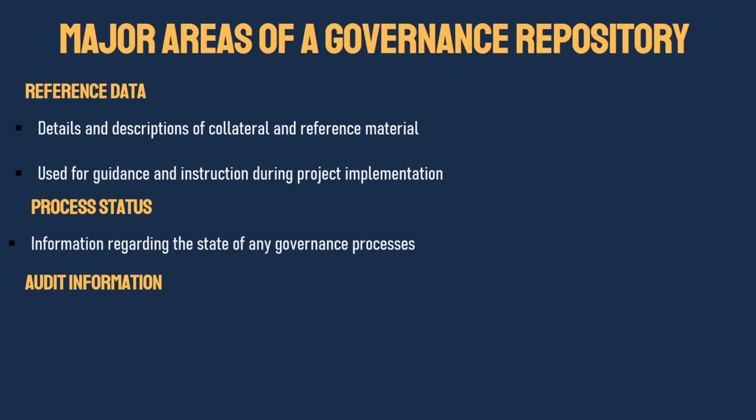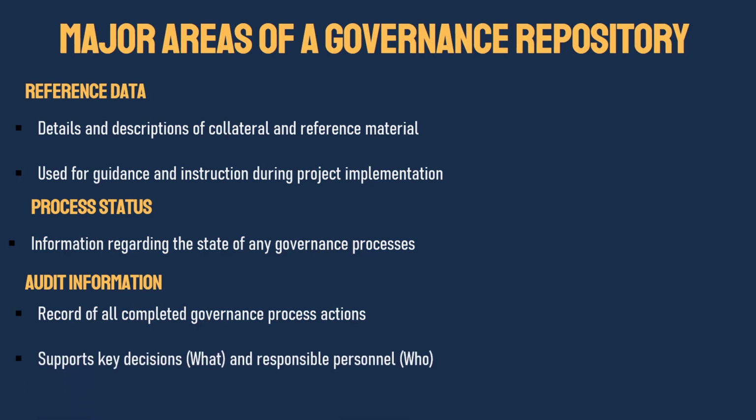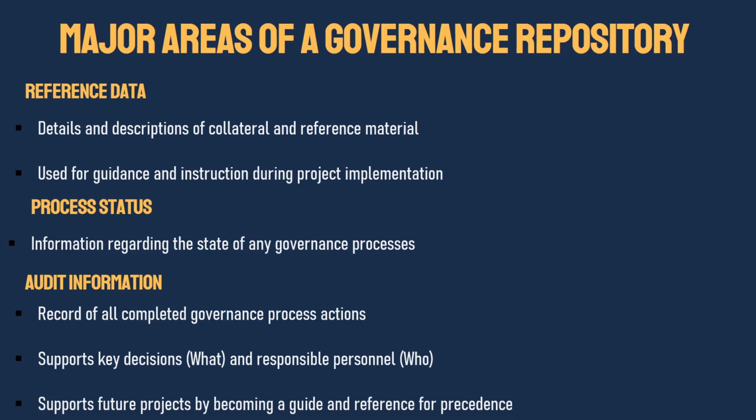And finally, audit information, which records a completed governance list of all the actions that we have done. It helps us support not only the key decisions like the what, but also who is going to be able to do it and the responsible personnel assigned. Audit information supports future projects by becoming a guide and reference for proceeding moving forward.